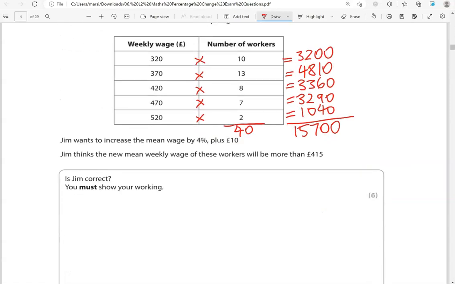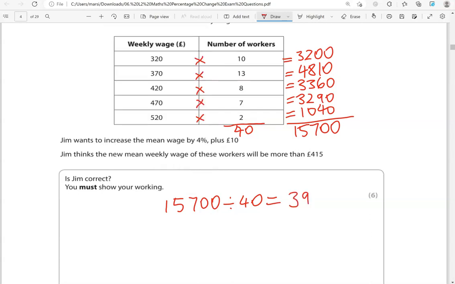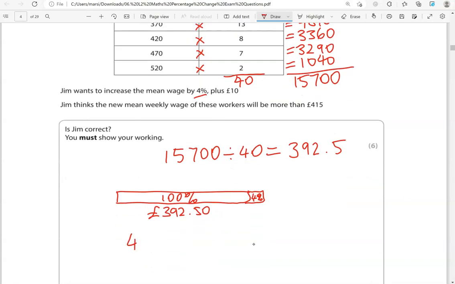Which we're going to divide by 40. And that gives us 392.5. So we've got the current mean, which is the 100% amount. And we're going to increase this by 4%. So we add in 4% on top of the current mean. 4%, that is 4 out of 100 of the 392.5.